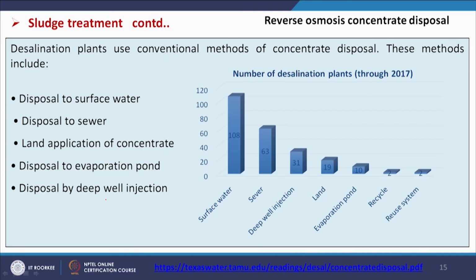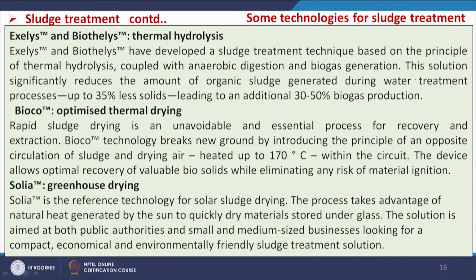Now, we will see the reverse osmosis concentrate disposal. This disposal is related to the disposal of the solids generated through the tertiary method. Desalination plants use conventional methods of concentrate disposal. These methods include disposal to surface water, disposal to sewer, land application of concentrate, disposal to evaporation pond, and disposal by deep well injection. So, these are the different methods used for the disposal of the tertiary treatment product, that is reverse osmosis concentrate. You see that the maximum is through surface water disposal, and these data are given as per a report from 2017.